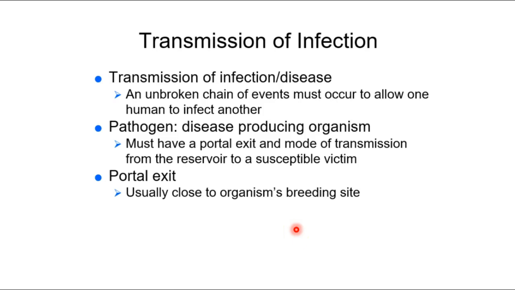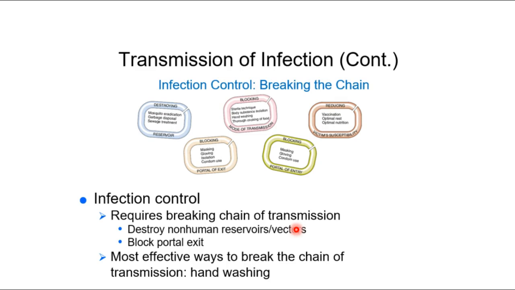Because we have all of these links in a chain that have to occur, that means we can break this chain at any time. I used to have this on a worksheet, and I would say, okay, show me an example of how you could break this chain at each level. And one clever, or under clever, student just wrote hand washing at every single one of these. And they weren't wrong. Hand washing is going to be a big one for basically all of this.